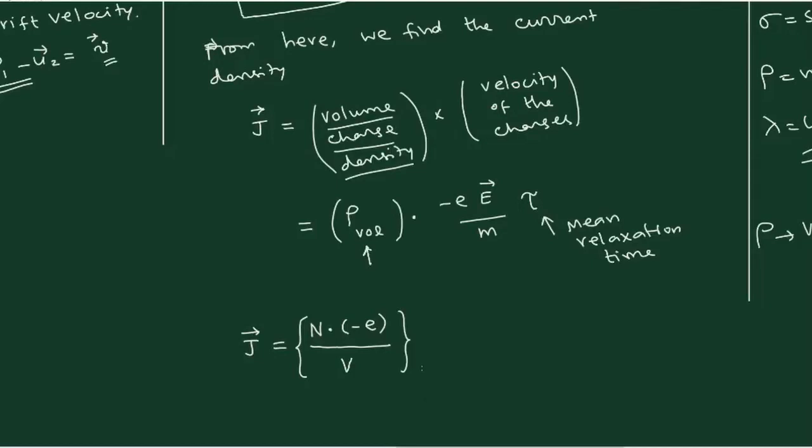So there is no trouble here. It is the number of charges per unit volume. That's all. Then into, there is no change here. You write down minus e tau divided by m, m being the mass of the electron. So in this case, m represents the mass of the electron.